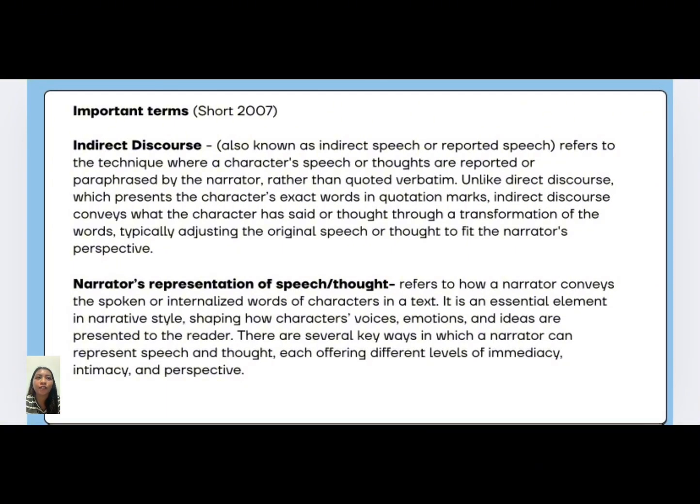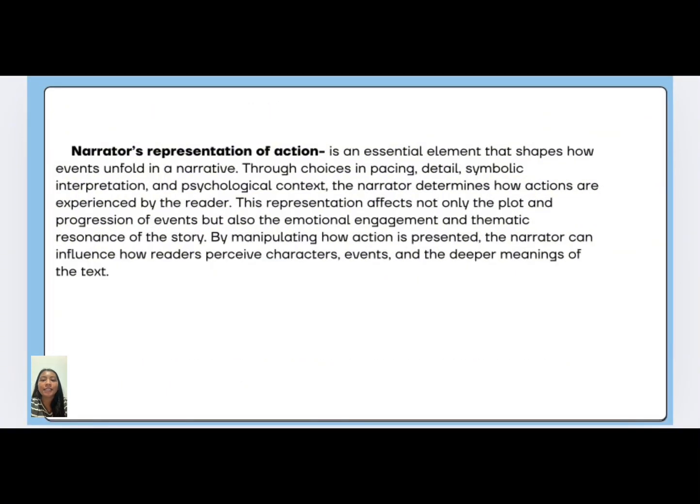The narrator's representation of speech and thought plays a crucial role in shaping how characters' voices, emotions, and ideas are presented to the reader, influencing the narrative's tone, depth, and perspective. The way speech and thought are represented can affect the reader's engagement with the character's psychological world and the overall flow of the narrative. So the last technique is the narrator's representation of action. It's an essential element that shapes how events unfold in a narrative.